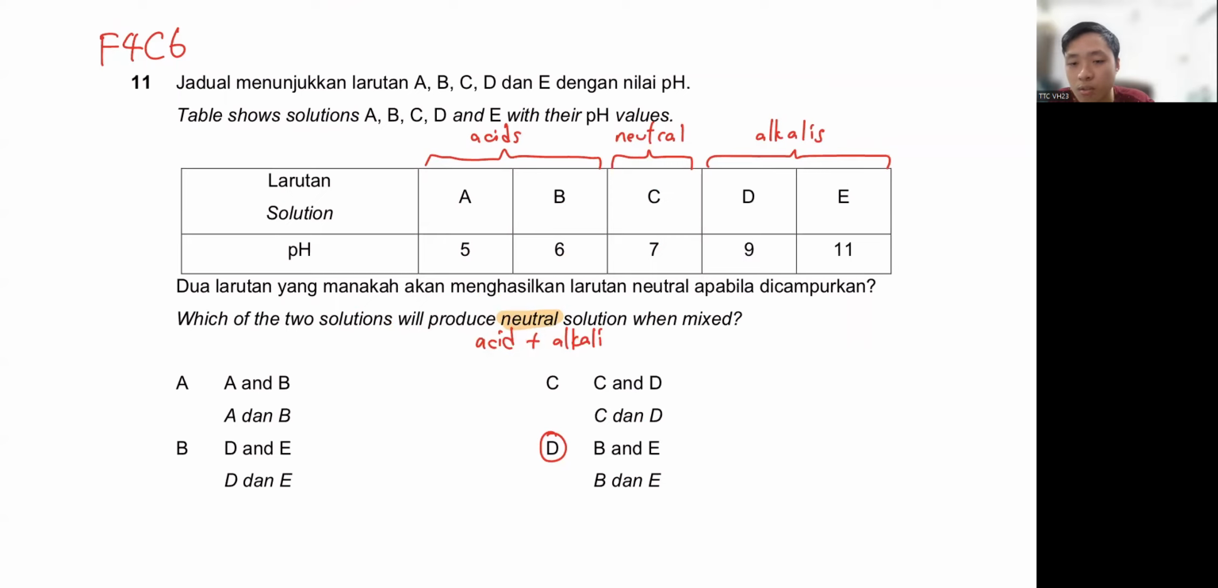The water is neutral. So which one is acid? A and B. Which one is alkali? D and E. C is neutral. So of course you won't use neutral to add into solution. You use acid or alkali. The best pair will be B and E. A and B cannot be acid and acid. You cannot be alkali and alkali. You cannot be neutral and alkali. You must be acid and alkali.